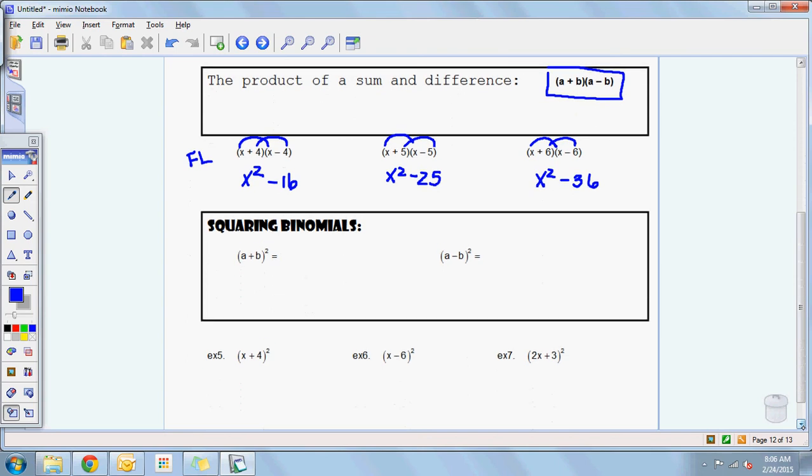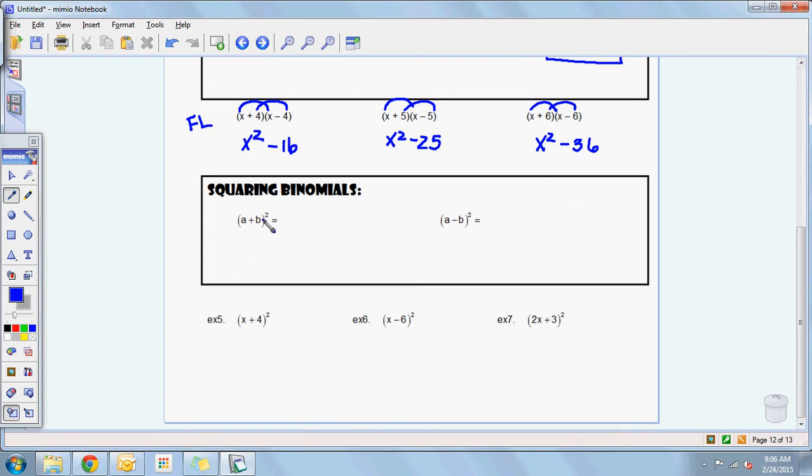So going a little bit backwards, if I ask you to square a binomial, what the heck does that mean? Remember, squaring something, like if you have 4 squared, it's the same thing as 4 times 4. So if I say a plus b squared, really what I'm saying is a plus b times a plus b. Same thing over here. If I am asking you to square a minus b, that's the same thing as a minus b times a minus b.